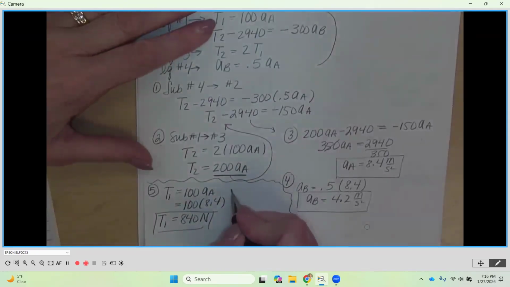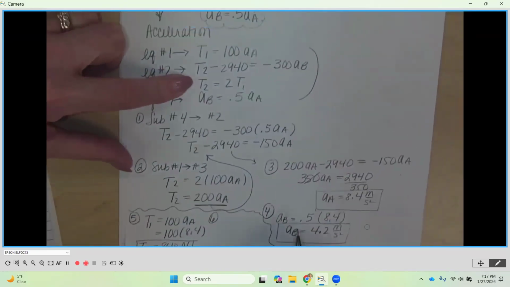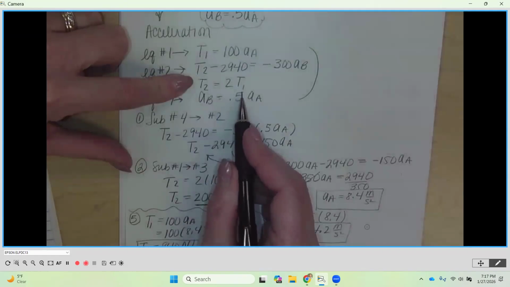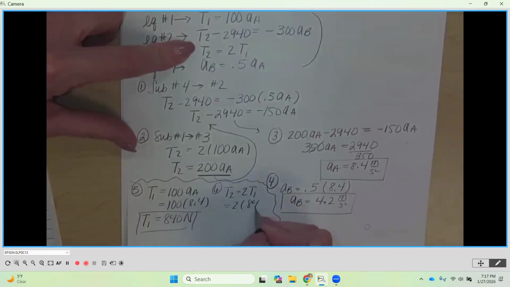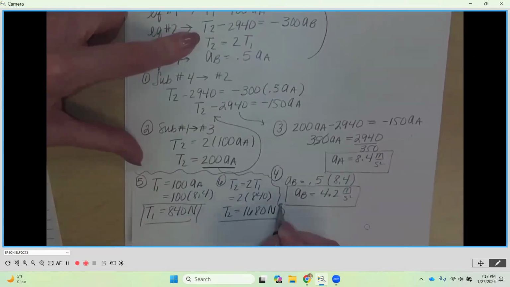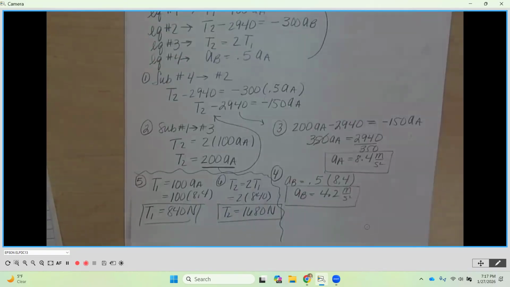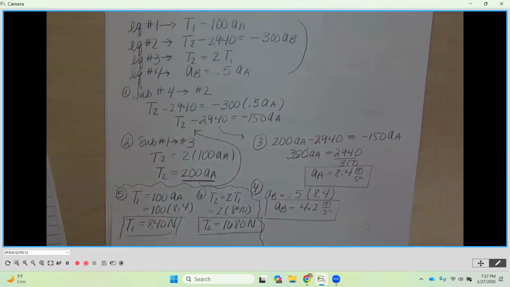And then number 6, I need T2. T2 is right here. T2 is equal to 2 times T1. So T2 is equal to 2T1, and T1 is going to go up there. So that's going to be equal to 2 times 840. So T2 is equal to 1680 newtons. There we go.